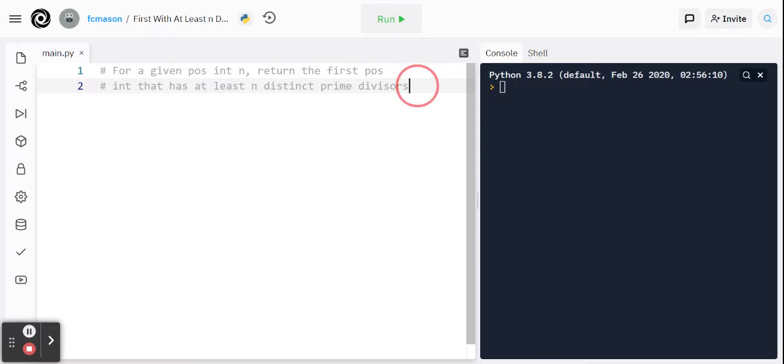Let's talk about what that means precisely before we actually start to write code. First of all, prime divisors. Well, hopefully you do recall what a prime is. The primes begin at 2, go to 3, and then 5, and then 7, and so on. And what makes a number prime? What's our definition of prime?